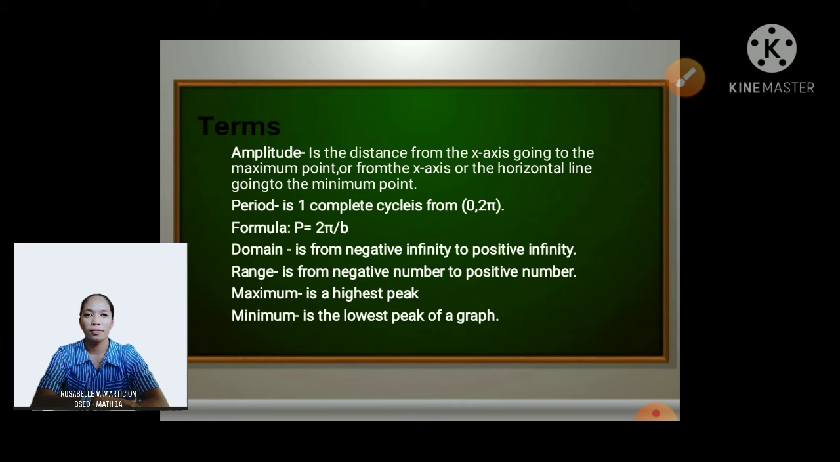And the domain is from negative infinity to positive infinity. And the range of the graph is from a negative number to a positive number. And the maximum point is the highest peak of a graph. And the minimum point is the lowest peak of a graph.